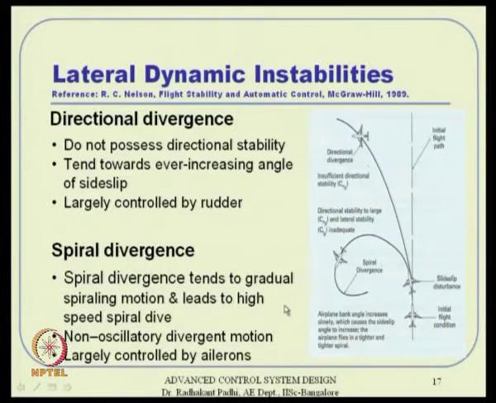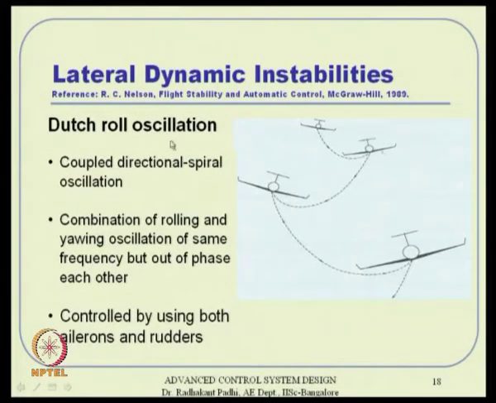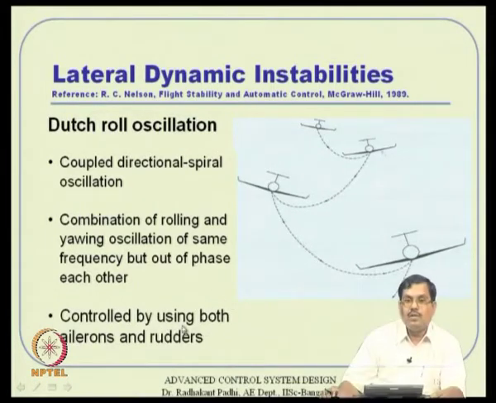Okay, and then there is an interesting phenomenon which couples both of those, and that is something called Dutch roll oscillation. That means it couples directional and spiral oscillation both. So first it will roll towards the left. It will also diverge, so it will go that way. By that time it turns to the right, it will again come that side and then go that way. Typically it is like how these Dutch people play skating on the ice. So that is why it is called Dutch roll oscillation, and it is typically controlled by using both aileron as well as rudder. So together they have to be applied.